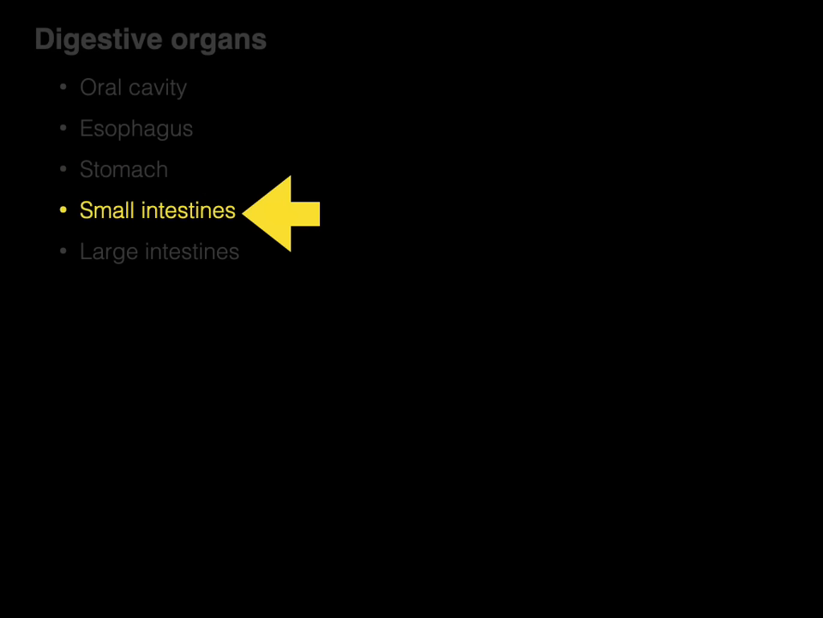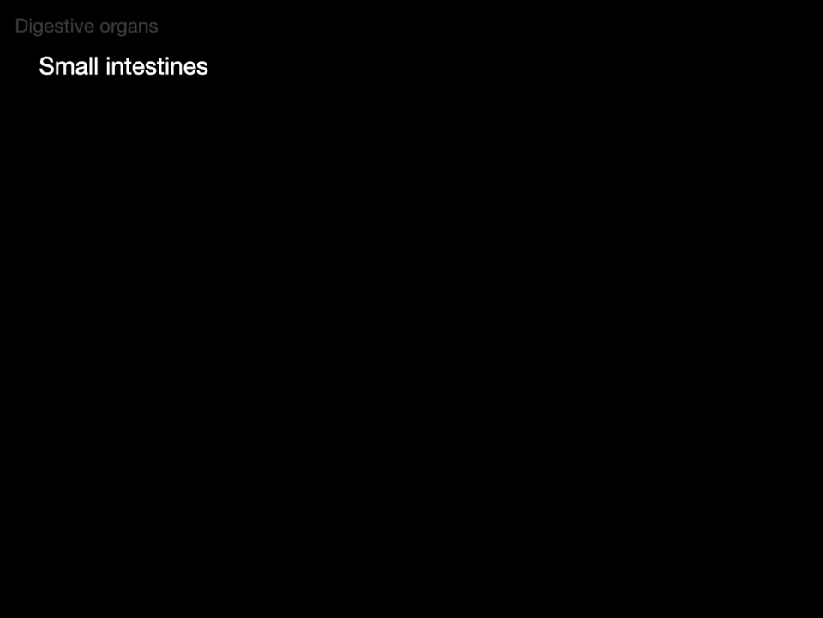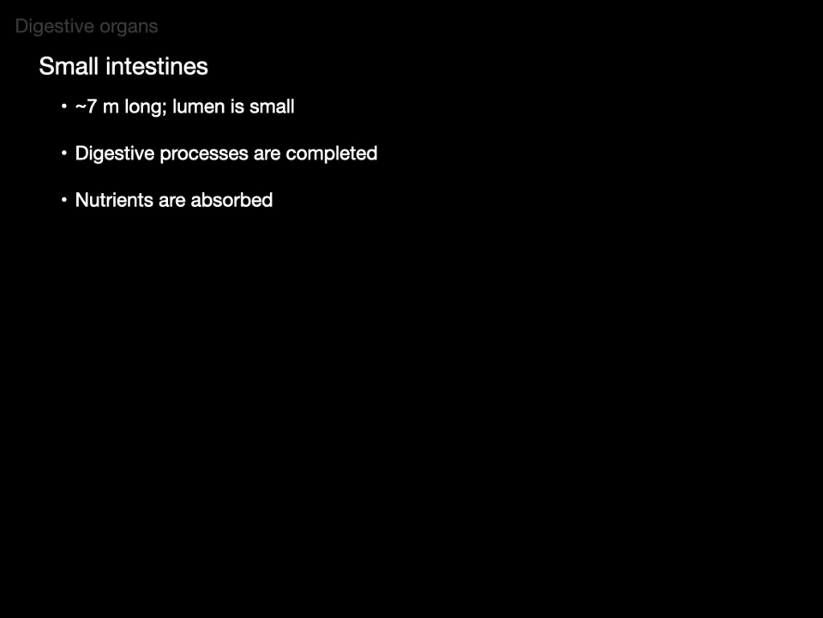Now let's talk about small intestines. So the small intestines are about 7 meters long, but they don't get their name because they're short. They get their name because the lumen is small, the luminal diameter is small. And this is where digestive processes are completed, where nutrients are chemically digested and then they're absorbed. And the small intestine has three parts. It has the duodenum, the jejunum, and the ileum.